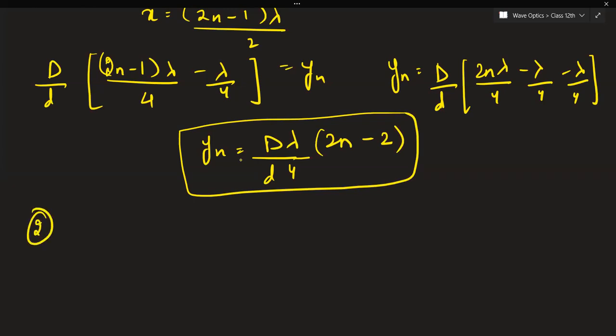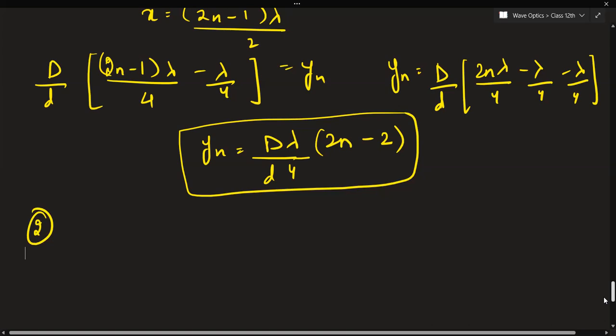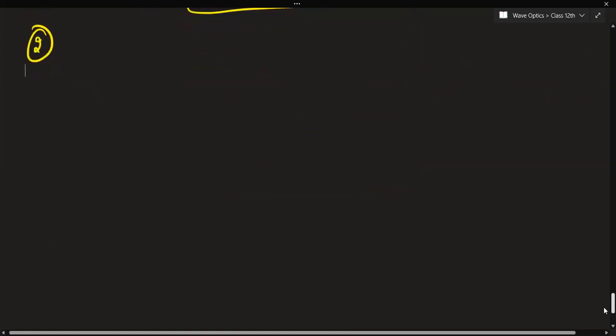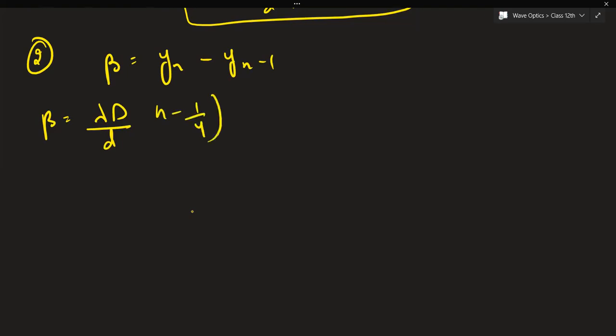Second part said fringe width. Now, same thing we'll do the way we had done the derivation of fringe width. How did we calculate the fringe width? Remember, we calculated it like yn minus yn minus 1. Same thing we'll do it here. This becomes lambda capital D by small d times n minus 1 by 4 for yn. And for yn minus 1, instead of n we'll just put n minus 1.